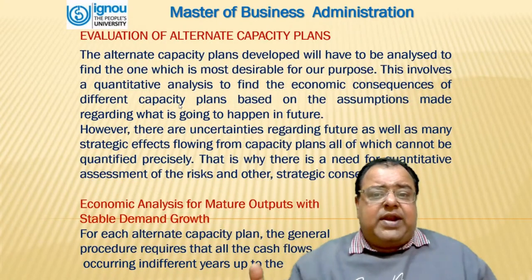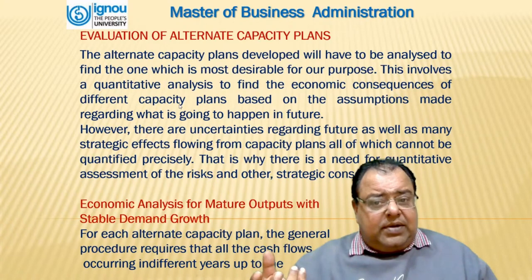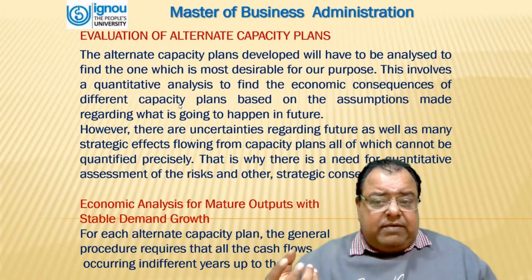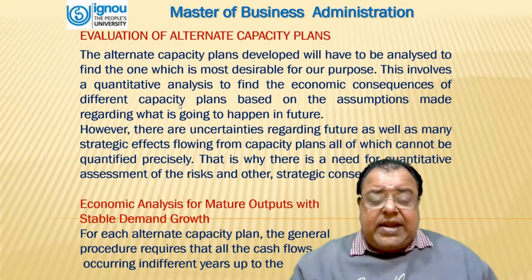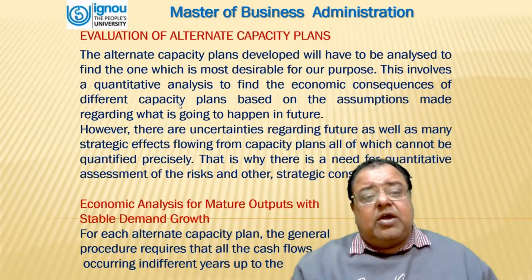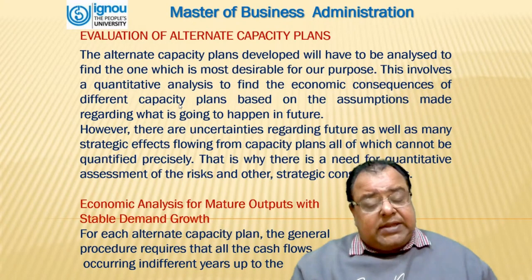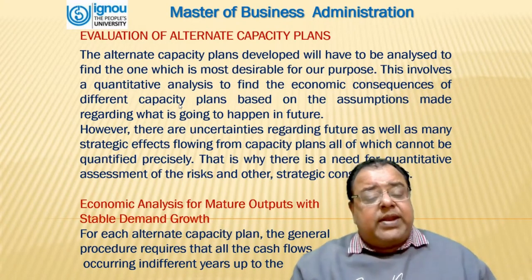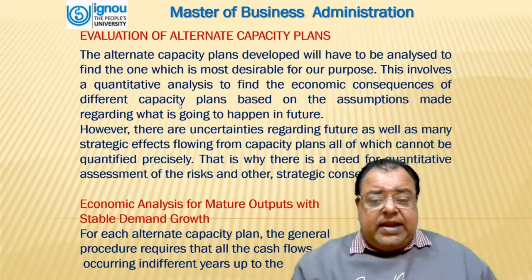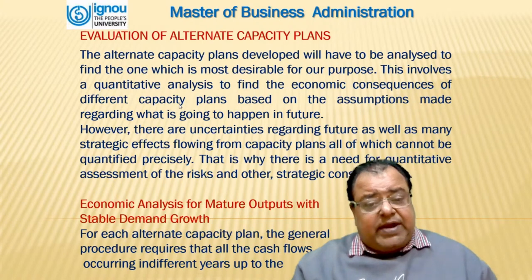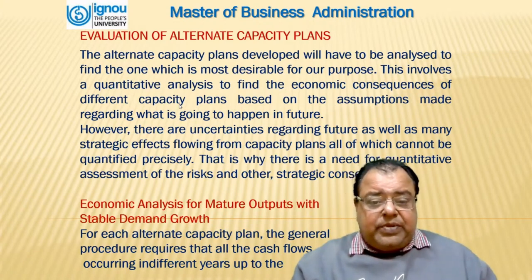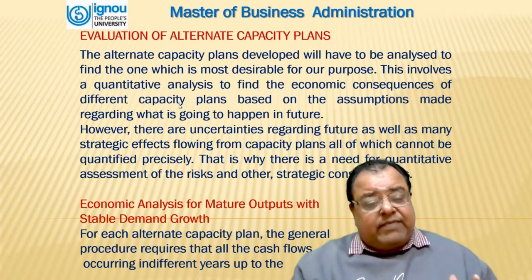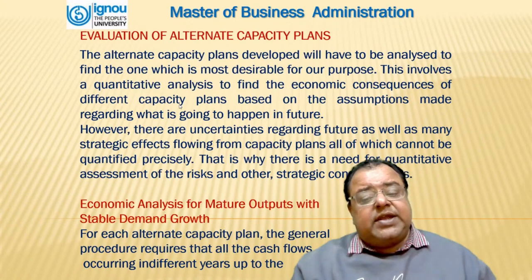Now, how is the evaluation of alternate capacity plans done? The alternate capacity plans developed will have to be analyzed to find out the one which is most desirable for our purpose. This involves a quantitative analysis to find the economic consequences of different capacity plans based on the assumptions made regarding what is going to happen in future. However, there are uncertainties regarding future as well as many strategic effects flowing from capacity plans, all of which cannot be quantified precisely. That is why there is a need for quantitative assessment of risk and other strategic consequences.